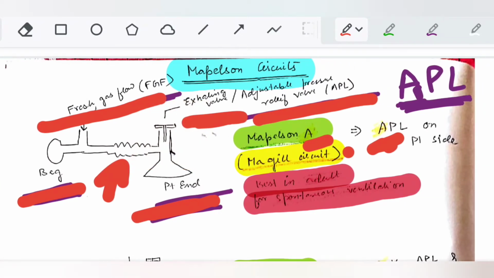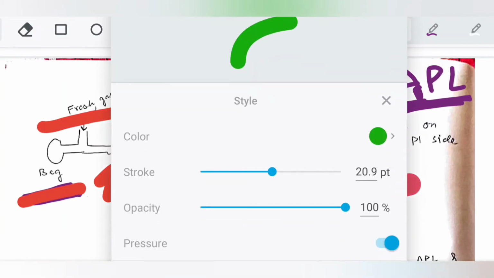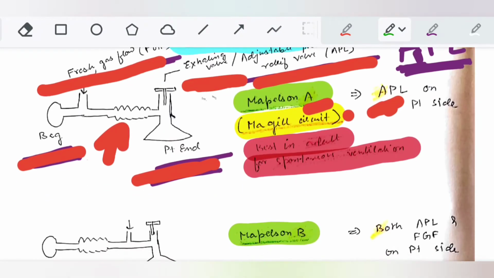Now we will see some more information about Mapleson A. The Mapleson A circuit is also known as the Magill circuit. It is the best Mapleson circuit in the adult for spontaneous ventilation.